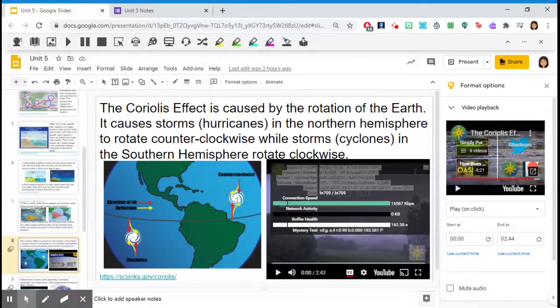About the Coriolis effect, hurricanes in the northern hemisphere rotate counterclockwise because of that Coriolis effect, because you travel faster at the equator and slower towards the poles. But in the southern hemisphere, it is clockwise, the opposite.